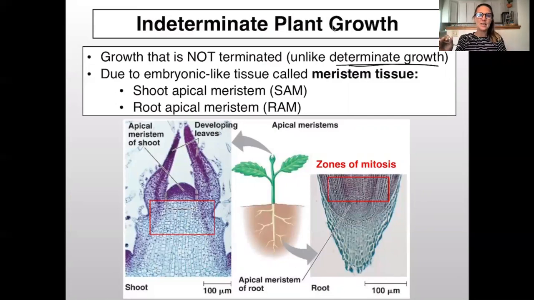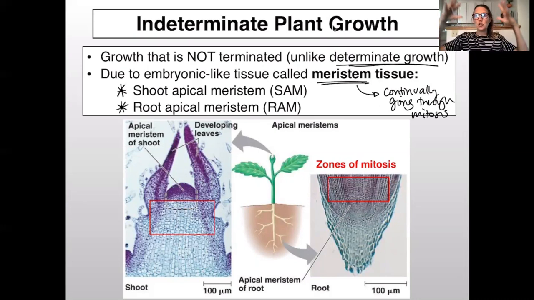Plants, some kinds of plants at least, the growth is never terminated, right? So if you think of those giant redwoods, they're going to continue to grow and grow and grow, right? And this is due to some embryonic-like tissue called meristem tissue, right? And the meristem tissue is going to be continually going through mitosis. All right. And we have shoot apical meristem and root apical meristem. So you can imagine if only the shoots grew, then you wouldn't have enough support and absorption from the roots. So they both have to grow simultaneously.